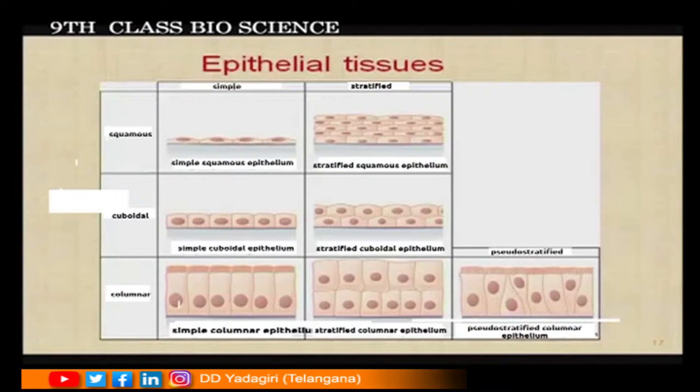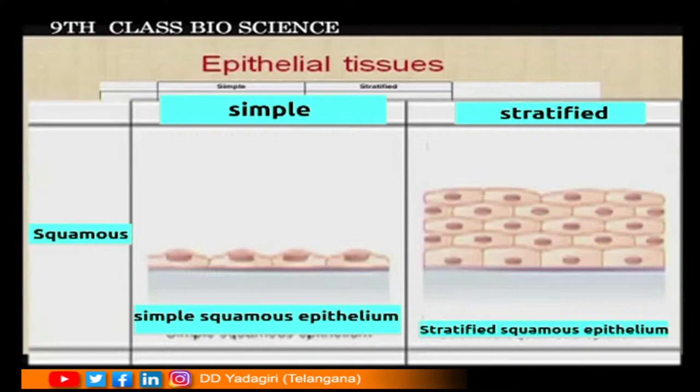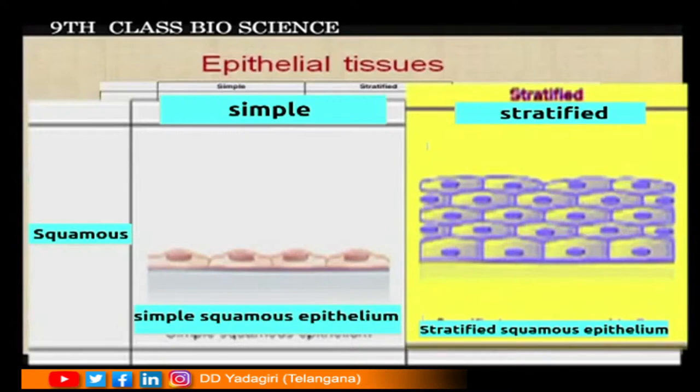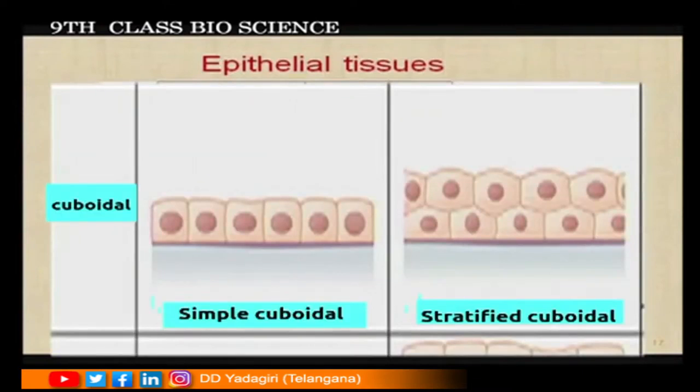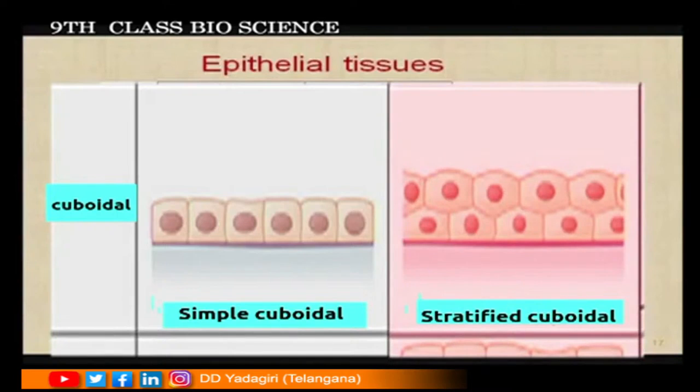Now, let us see the squamous epithelium. If it has only one layer, we call it a simple squamous epithelium. If it forms more than one layer, we call it a stratified squamous epithelium. In a similar way, in cuboidal epithelium, if it is a single layer, we call it a simple cuboidal epithelium. If it forms more than one layer, we call it a stratified cuboidal epithelium.